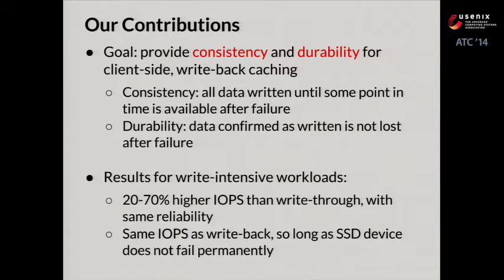I would like to summarize the result of this work first. We describe two caching policies. The first one achieves 20% to 70% higher IOPS compared to write-through, with the same reliability. The second one provides higher throughput, achieving the same IOPS as write-back, but with much higher reliability.